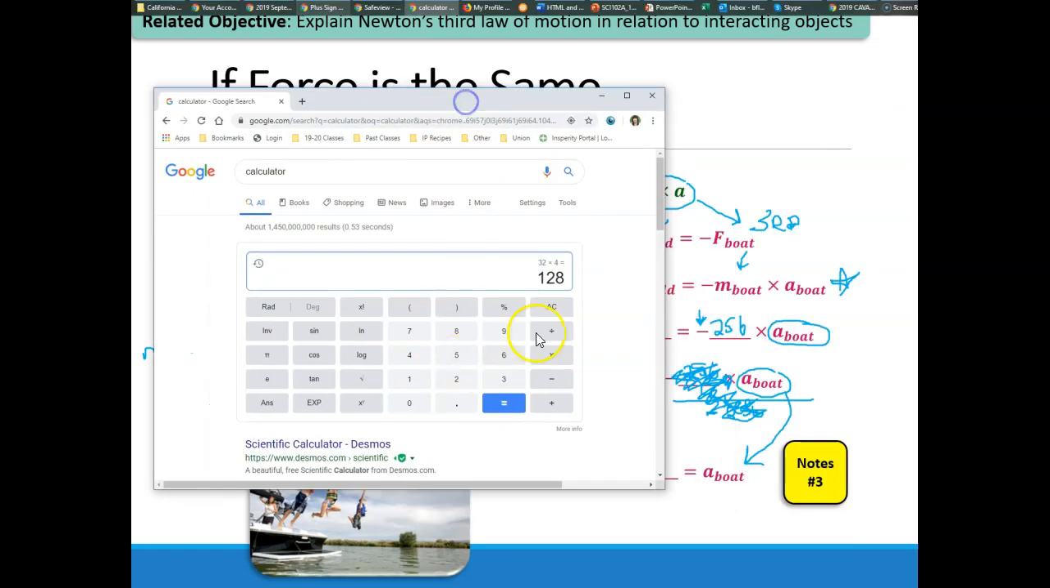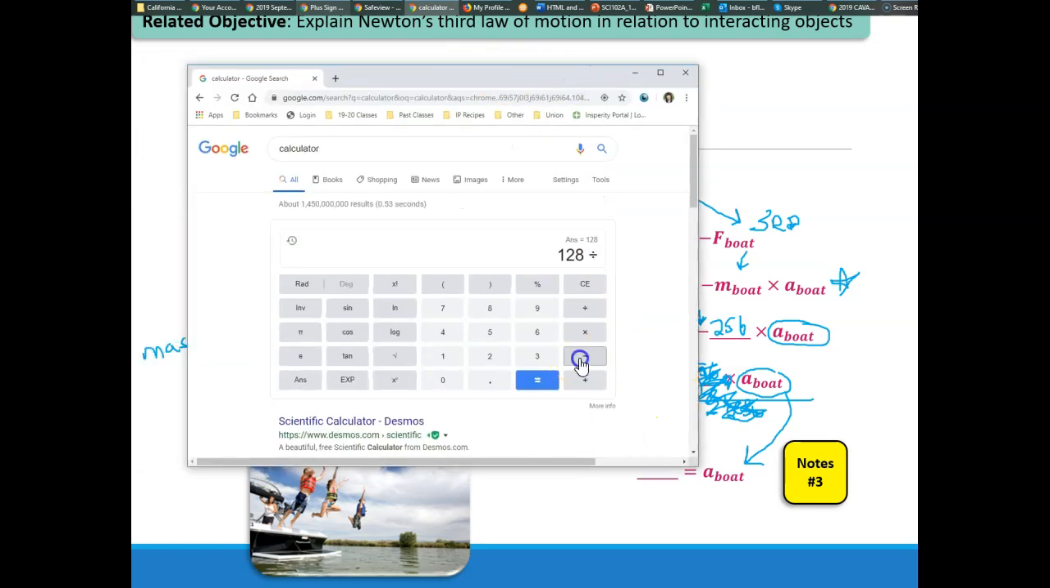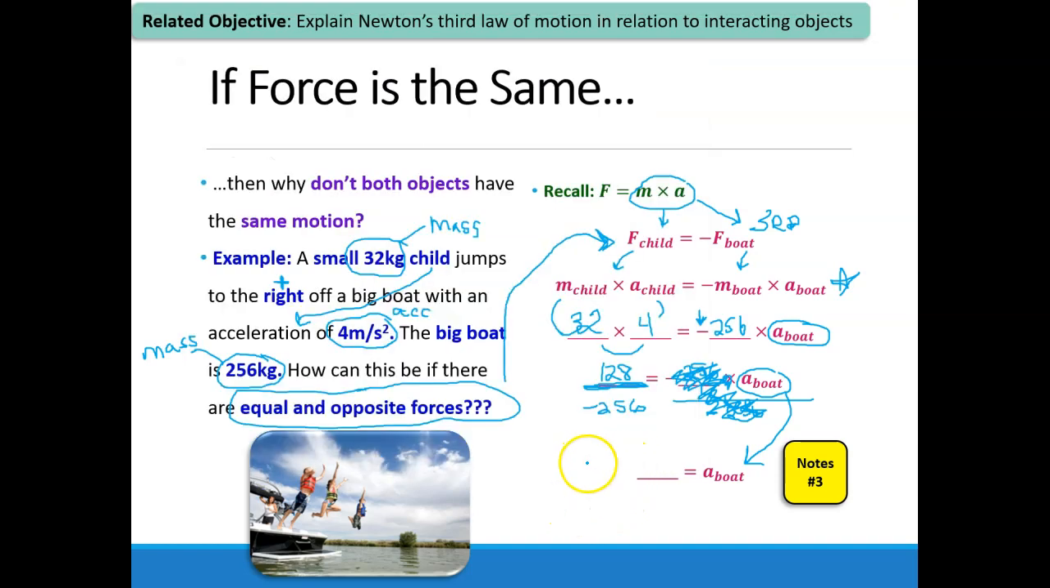Now, it's really important that we start off with our first number, which is 128, and then divide by negative 256. And I'm going to go ahead and press equals. And my answer is negative 0.5, or negative half of a meter per second squared. So negative 0.5. And again, the acceleration units are meters per second squared.